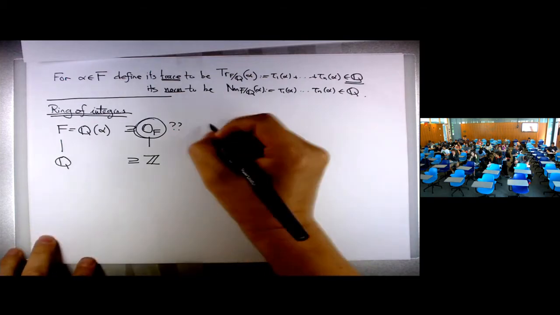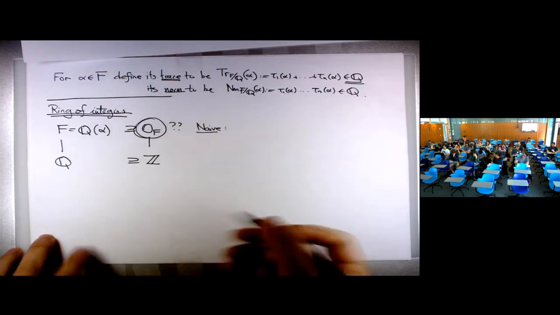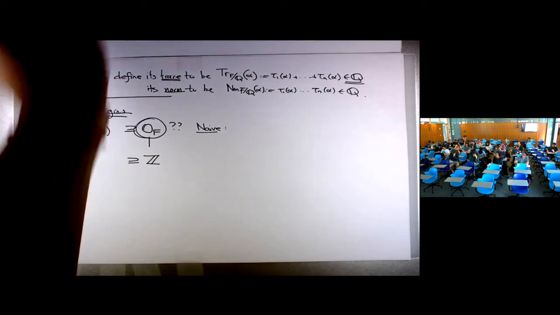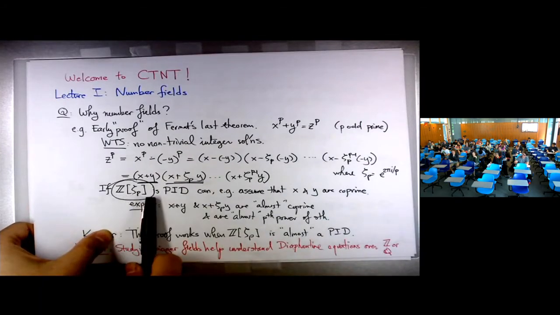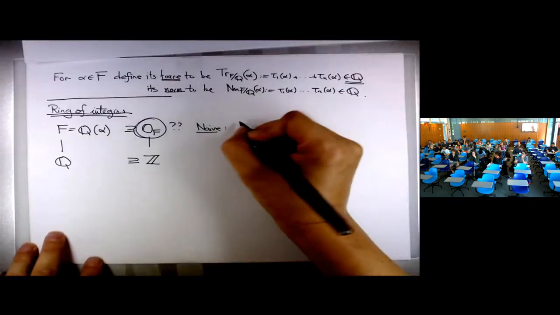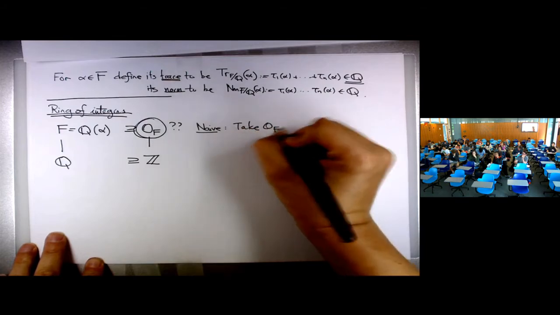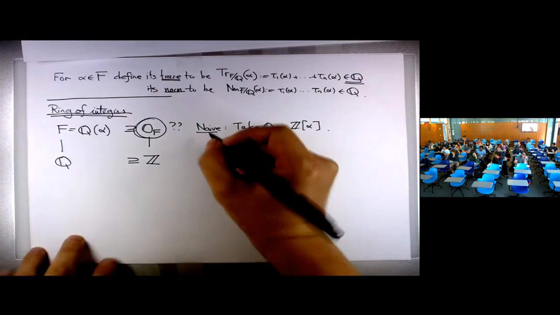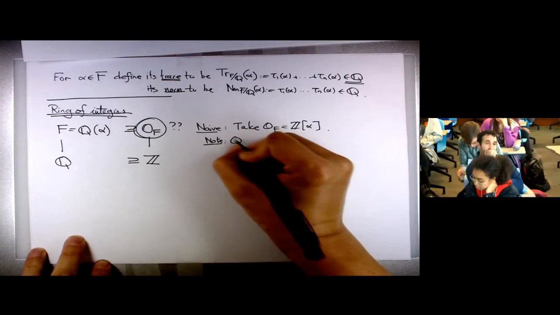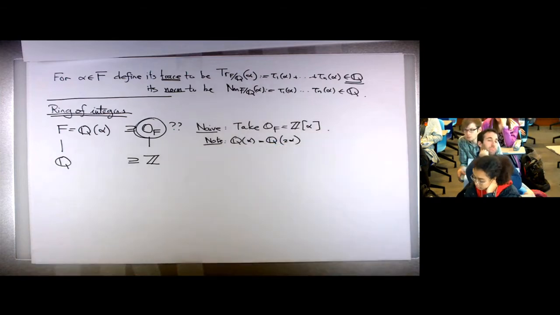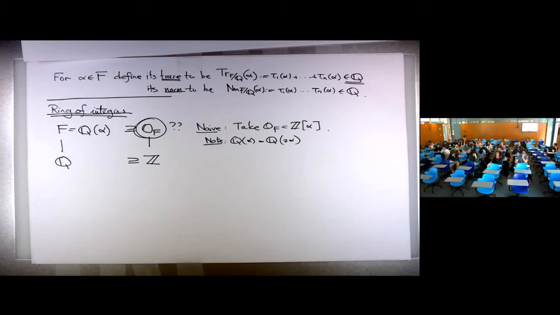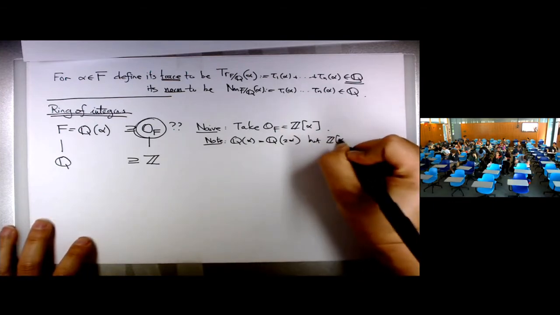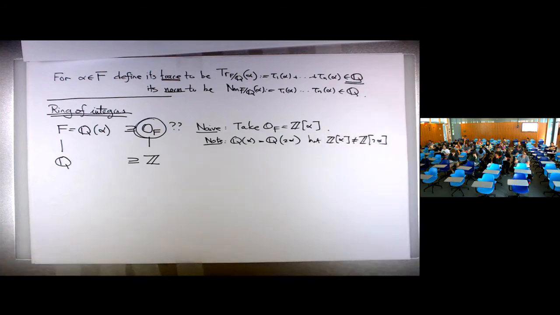So here's maybe a naive guess. You can start with an alpha, from my last example, where I adjoined some zeta p. Maybe I can just take O_F equals Z adjoin alpha. Well, there's a bit of a problem with this. Note that Q adjoin alpha is the same as Q adjoin 2 alpha. You can join either alpha or 2 alpha to Q, and you're going to get the same field. But of course, Z adjoin alpha is going to be different from Z adjoin 2 alpha. If you were to define the ring of integers this way, it would depend on the choice of the generator alpha.